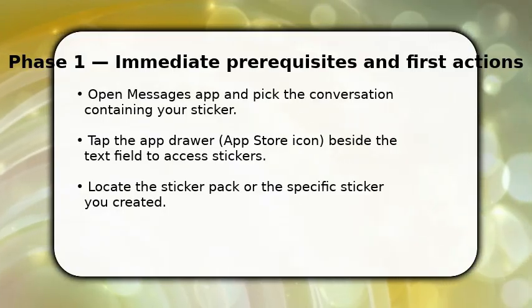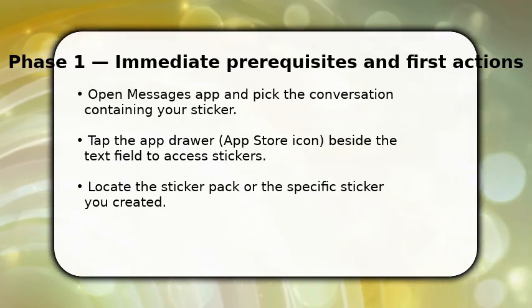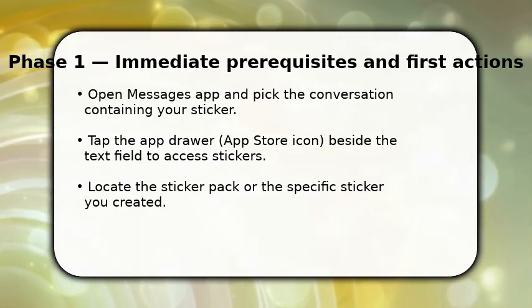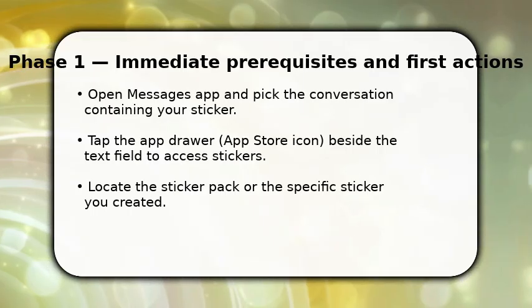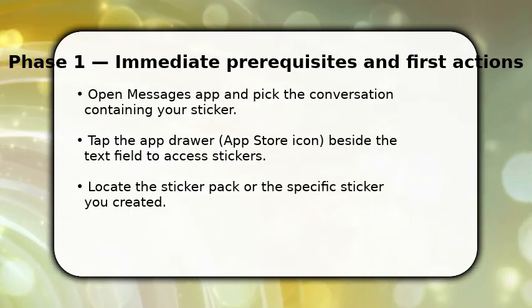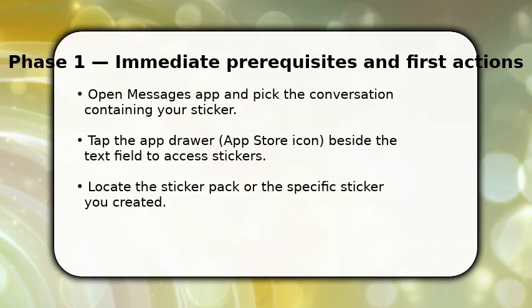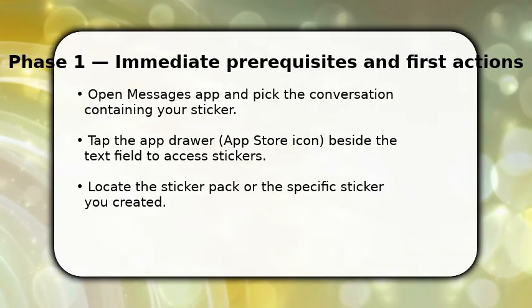You start by opening Messages and going straight to the conversation where you use the sticker. This puts the sticker in context. Once there, tap the App Store icon next to the text field to reveal the app drawer and sticker packs. This is faster than hunting in settings.